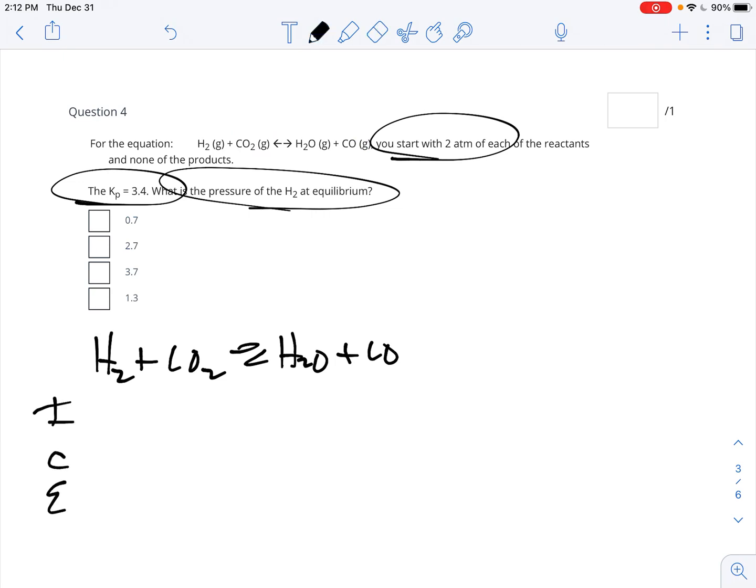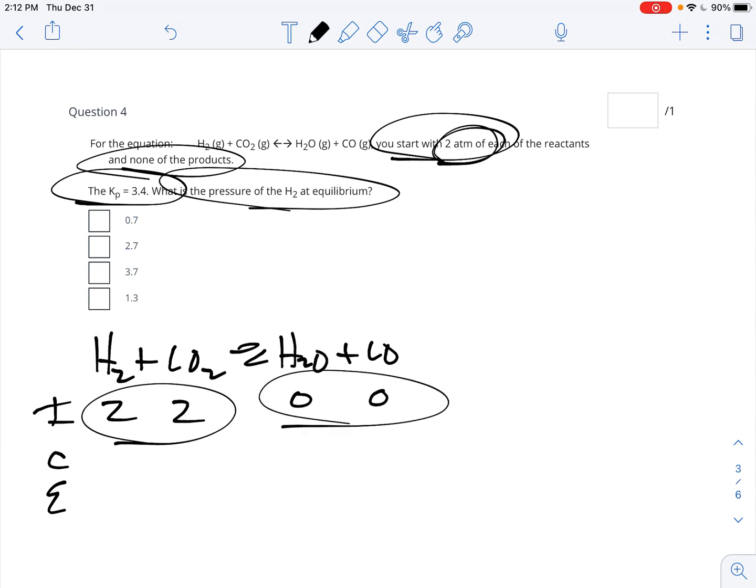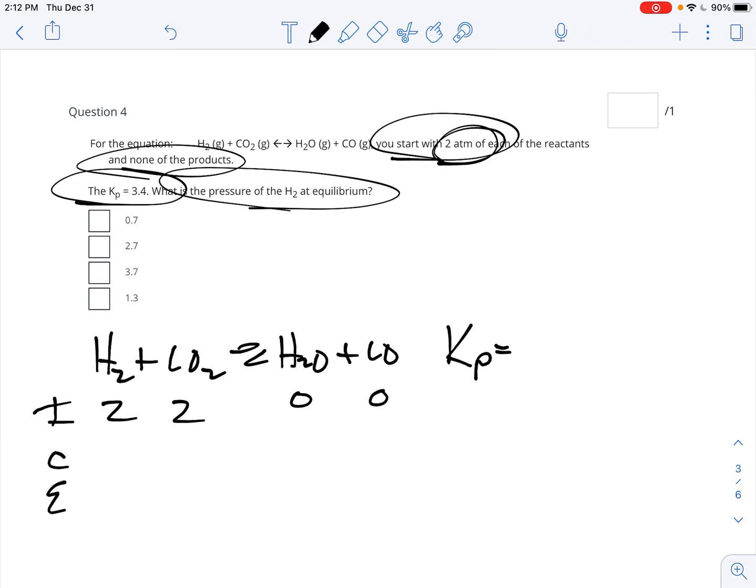I got an I, a C, and an E here. And it says that I start with 2 atmospheres of each of the reactants and none of the products. So that's going to be a 2 and a 2 and a 0 and a 0, because I'm starting with 2 each of the reactants and none of the products. Now, please recognize that it already gave me the K value.